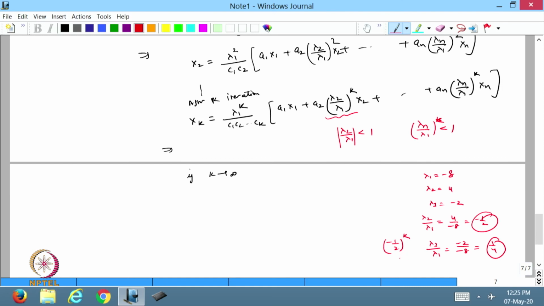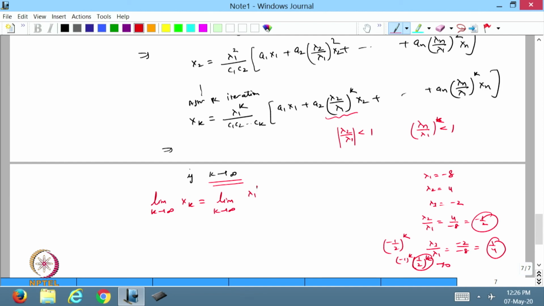In this case this will be minus 1 power k and then 1 over 2 power k. Now, if k tends to infinity, then I know that this is going to be 0. So, from here I can say that this factor in magnitude is also going to be 0. So, if I put k tends to infinity, I take the limit on both sides.